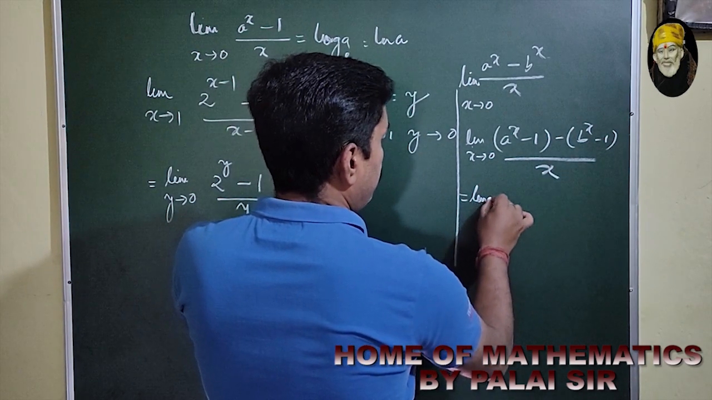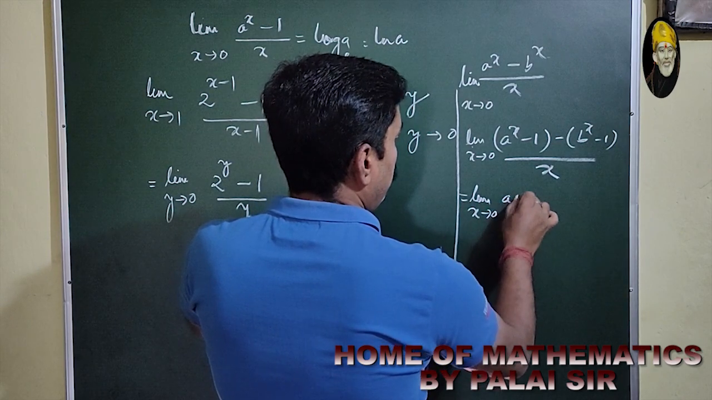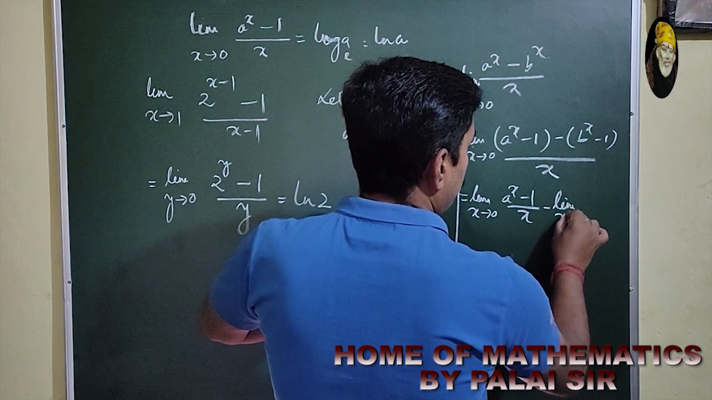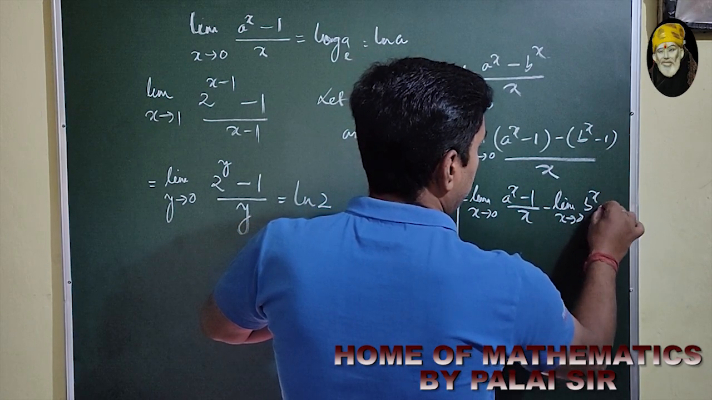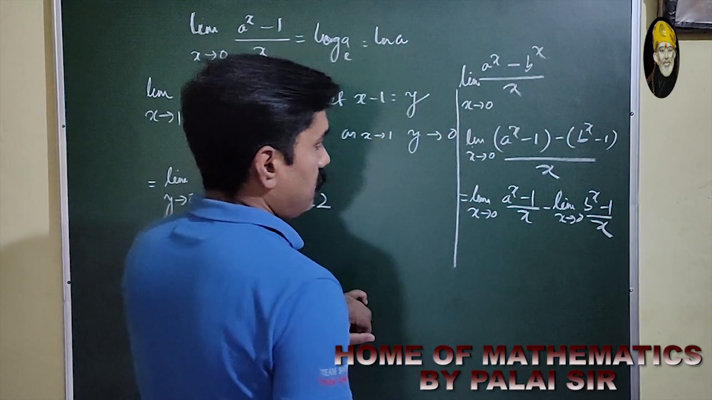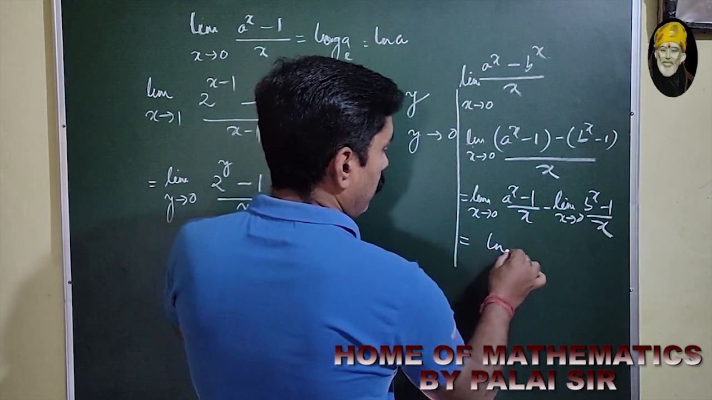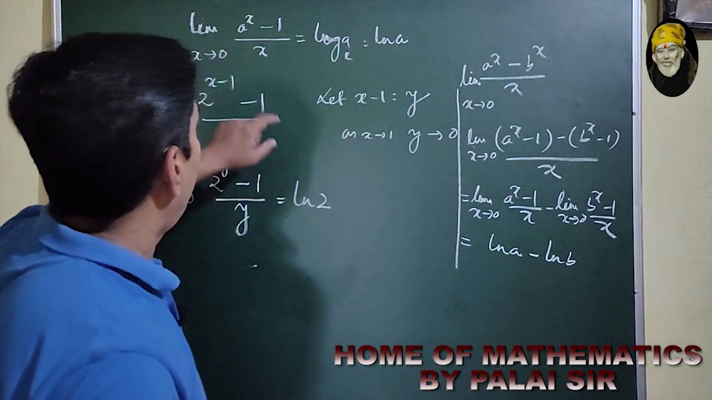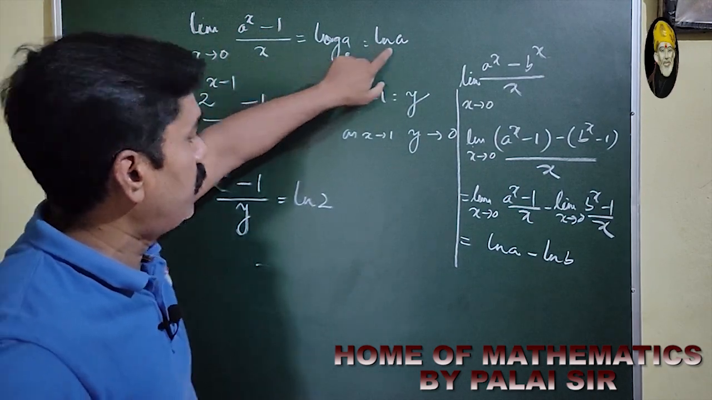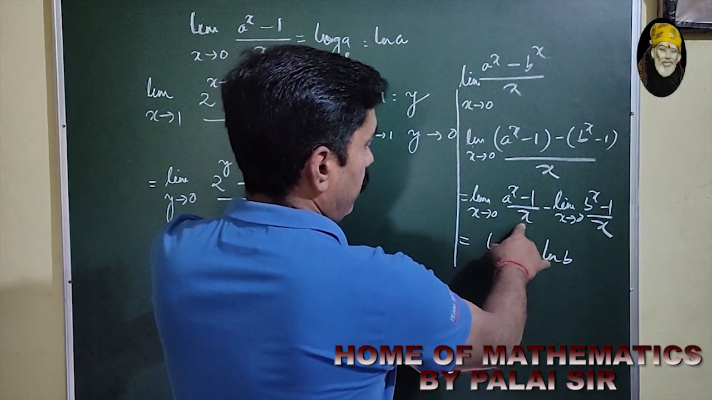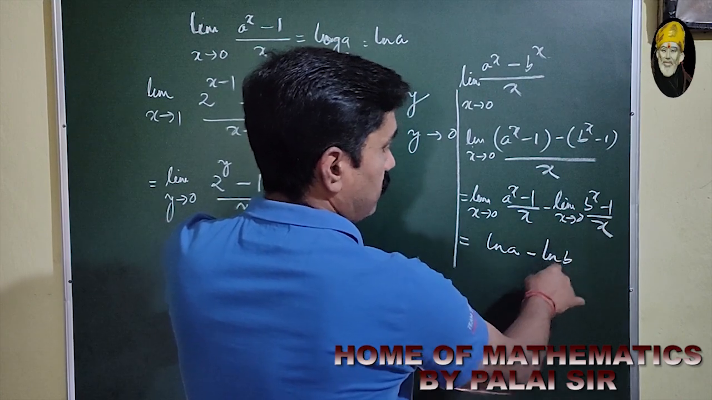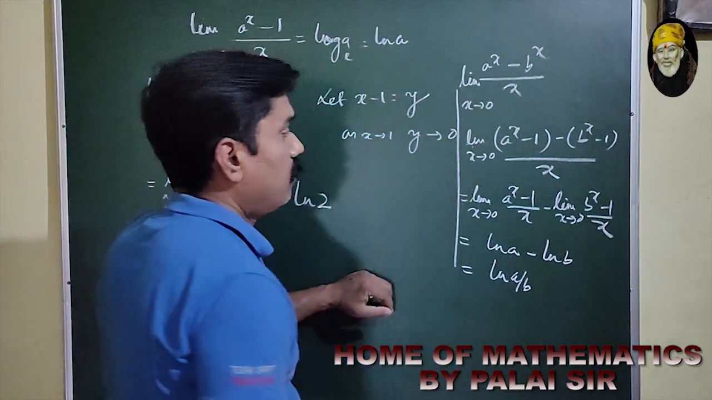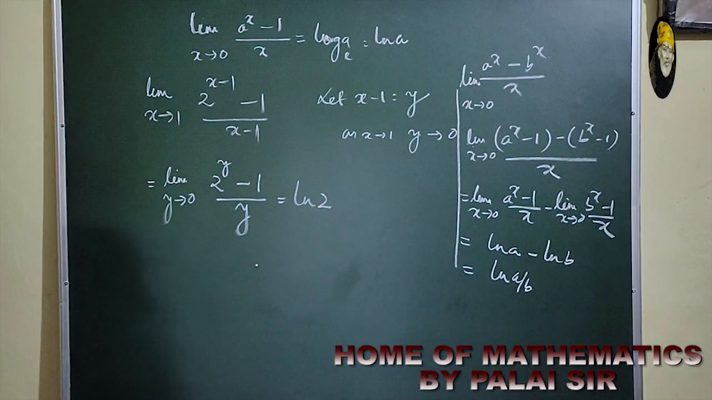So it will be limit x tends to 0, a to the power x minus 1 by x minus limit x tends to 0, b to the power x minus 1 by x. So here its value is what? Ln a, and its value will be what? Ln b, according to the formula. Here you see the formula, a to the power x minus 1 by x, that is ln a. So here a to the power x minus 1 by x, this is ln a, b to the power x minus 1 by x, this is ln b. So this can be finally written as ln a by b. We will take some more problems regarding this formula.